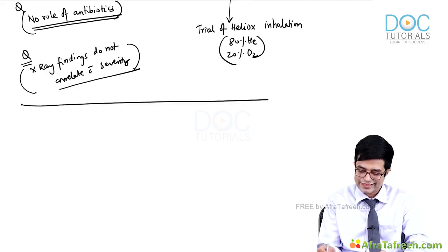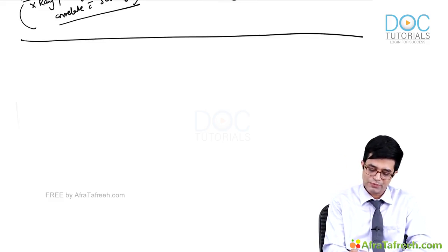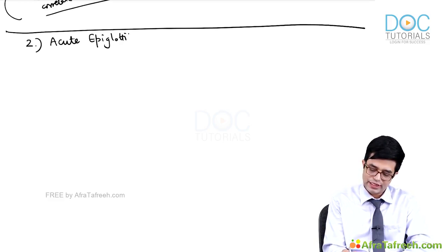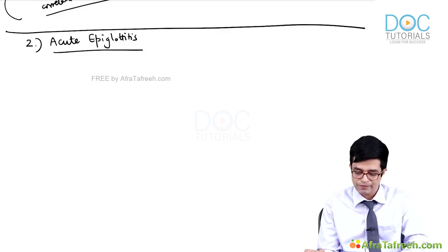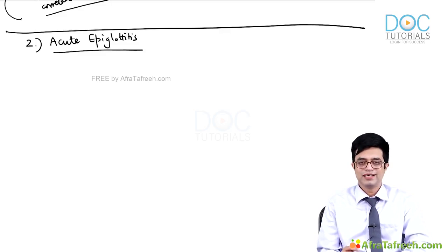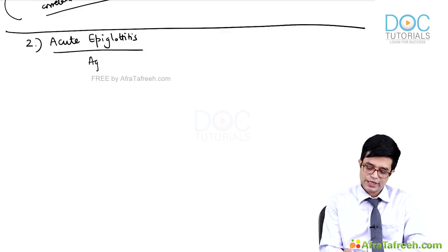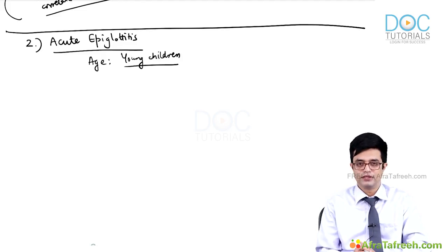Next we move to the second infection of the upper airway, that is acute epiglottitis. Acute epiglottitis is a very dramatic, life-threatening emergency situation. Fortunately it is rare as compared to croup. What is the age during which acute epiglottitis occurs? Again, it occurs in young children, usually less than 3 years of age.